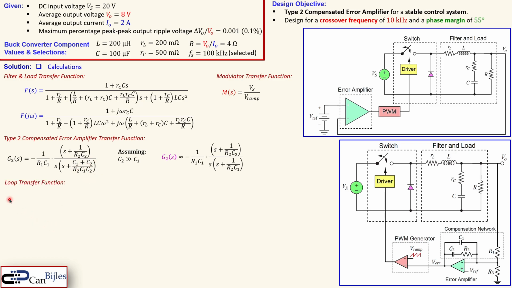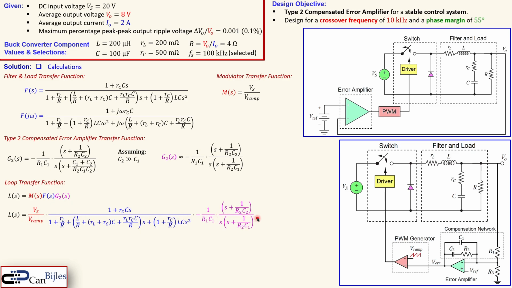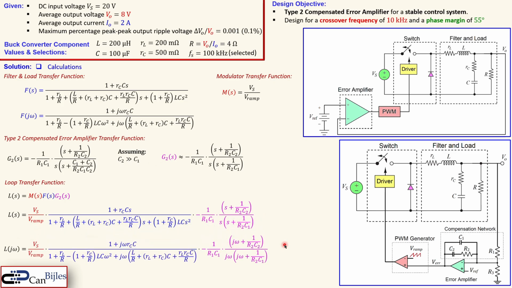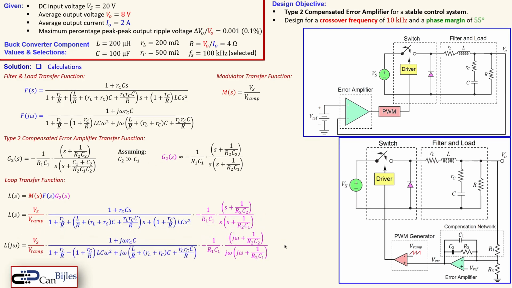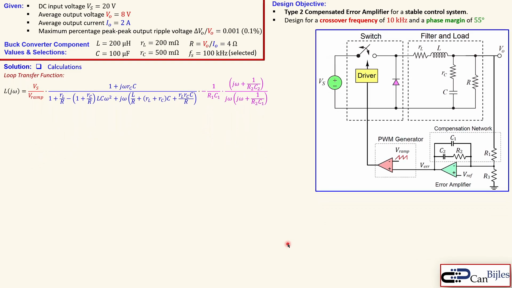Now the loop transfer function will be L, which is the loop transfer function, not the inductor value, which is the modulator times the filter and load times this type 2 compensated error amplifier. Now we can multiply them together, so we get a very long expression where you see the red, the blue, and the pink expressions here, and now also in the j omega domain. Okay, so we need to use this now in a more efficient way.